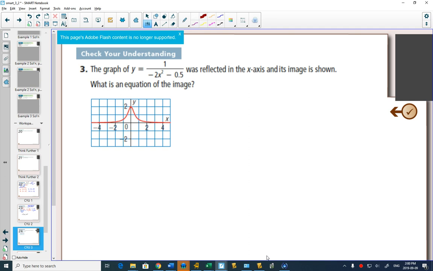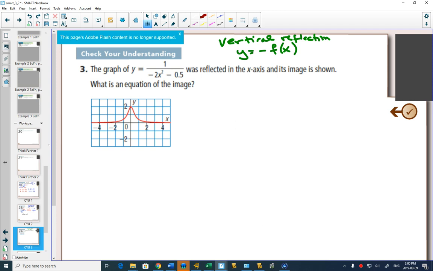A couple of things about reflecting in the x-axis. If you're reflecting in the x-axis, things are changing vertically. So that's a vertical reflection. If it's a vertical reflection, we can say that that is outside of the function. So we can sort of write things in function notation. That negative would be outside of the function.